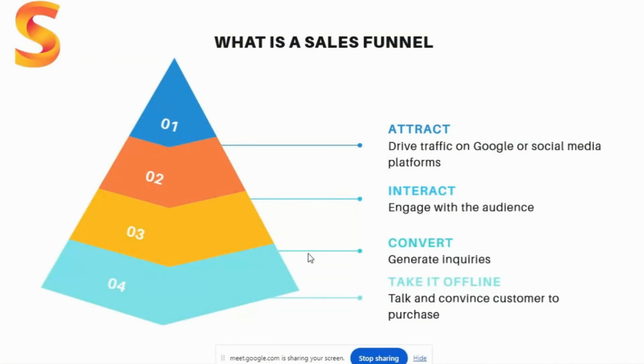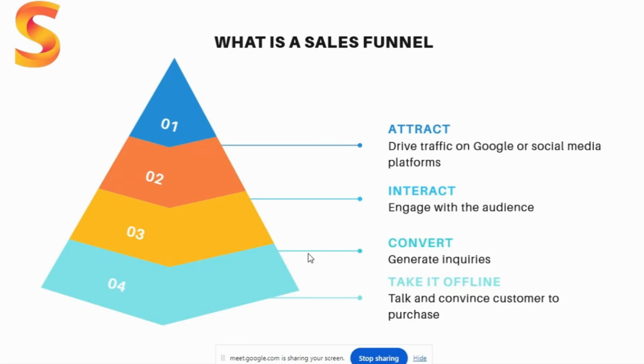So what is a sales funnel? A sales funnel attracts. The first line of a sales funnel is that you want to attract people to go somewhere, to go in a particular direction, and after taking them there, you want them to take a specific action. You want them to do something where you are sending them.